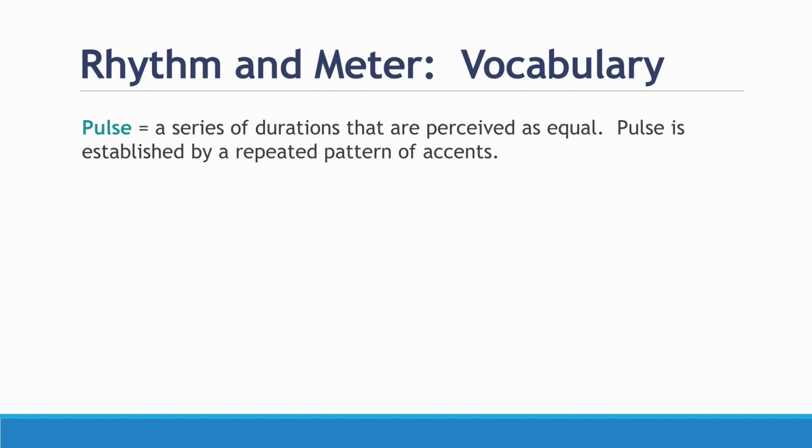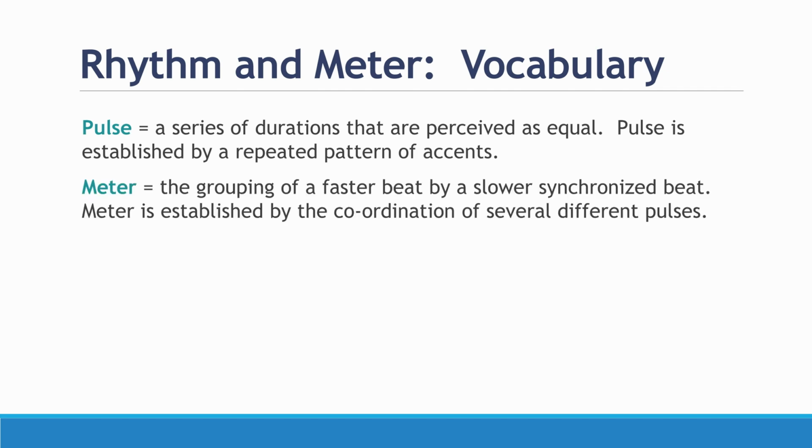So because of that, we're going to talk about accent more specifically in this video. Meter is the grouping of a faster beat or pulse by a slower synchronized beat or pulse. Meter is established by the coordination of several different pulses. So we can actually have different levels of beat happening at the same time, or different levels of pulse. Note that I'm using those two terms interchangeably, beat and pulse.